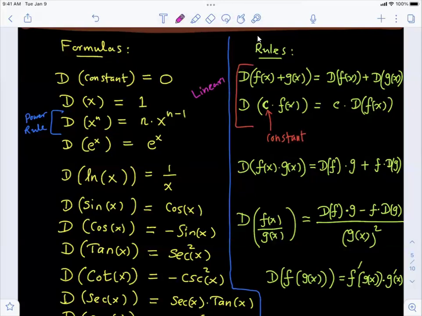Linearity. Linearity properties. So linearity properties just mean the derivative operator is a linear function. I mean, it's a linear operator. So it acts like a linear function. And it has some extension to upper levels of calculus and mathematics.